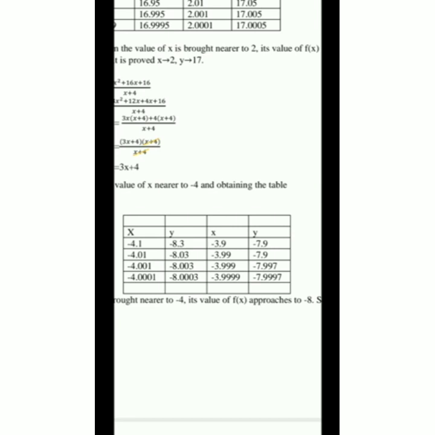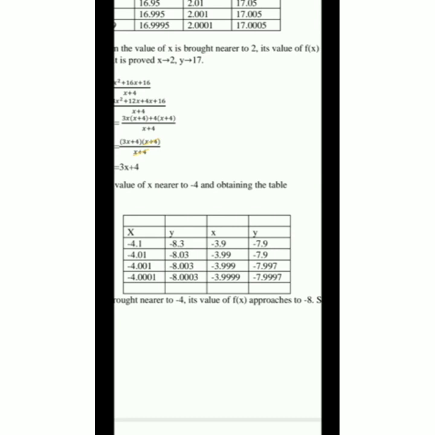Now moving on to the other side, where we are going to increase the value in the same format, that is, in the first column we will increase it by 0.1, in the second column by 0.01, in the third column 0.001, and in the fourth column 0.0001. So the values that we get are minus 3.9, minus 3.99, minus 3.999, and in the fourth one minus 3.9999.